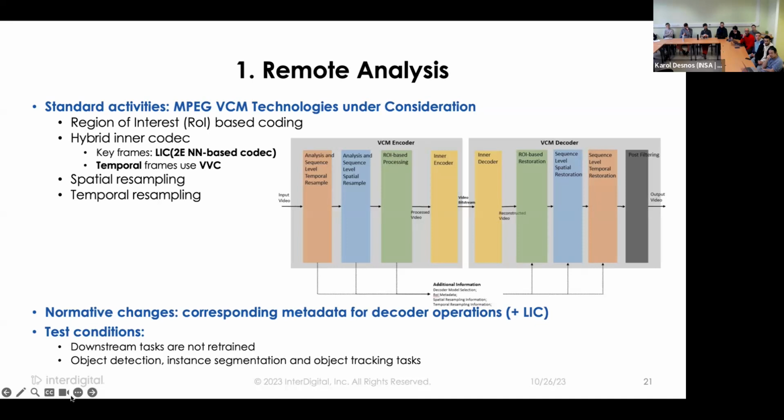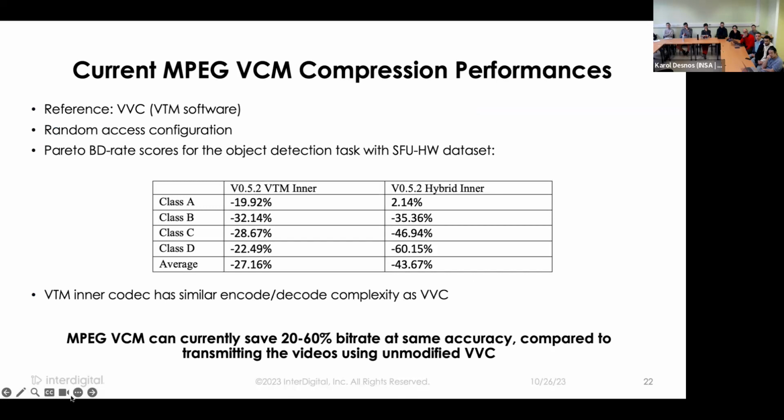Right now, what they have is, if you just use VCM, which is the reference software for VVC, and their system, on average, you gain 27%. So that means that at the same accuracy for the end task, you transmit 27% fewer bits. And with the hybrid inner codec, which is the one with learned image compression, as you can see, it goes up on average, but it looks bad for class A, which is actually the class with the bigger resolutions.